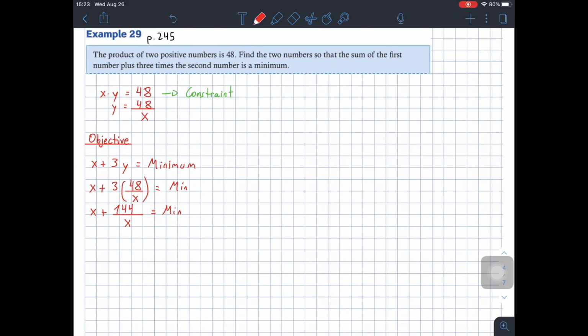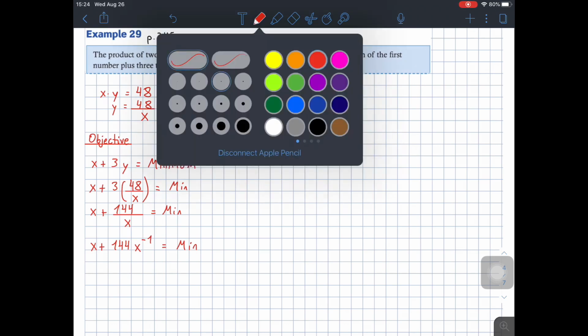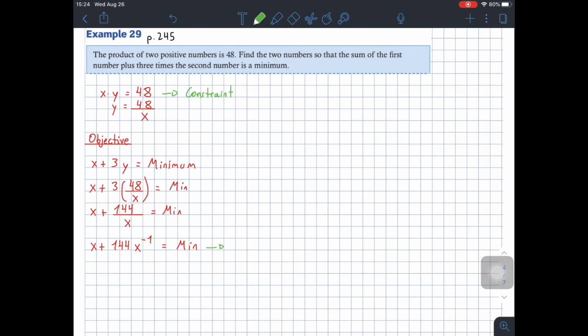We need to check that, right? Since we need to differentiate this, I'm going to rewrite this expression first as x plus 144 times x to the power of -1. If I take this up here, in order to be able to find the derivative, then that's x to the power of -1, right? And this is our minimum function, the function that we want to minimize. Let me write here what I just said.